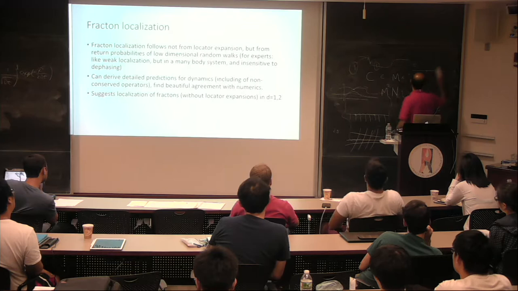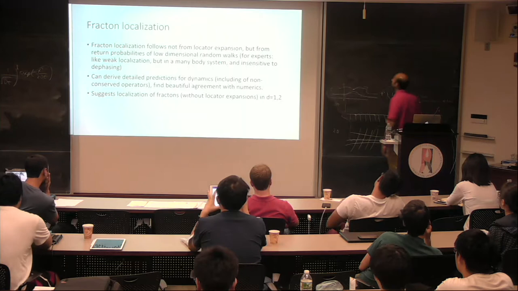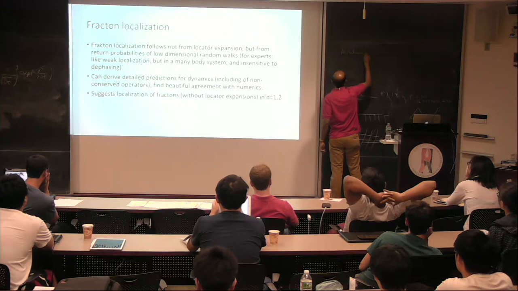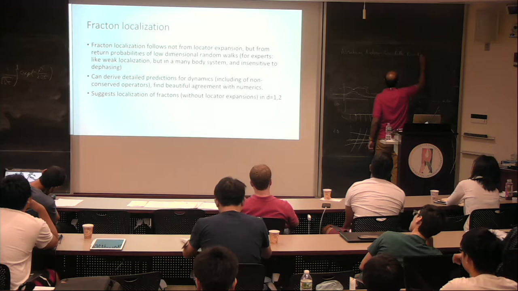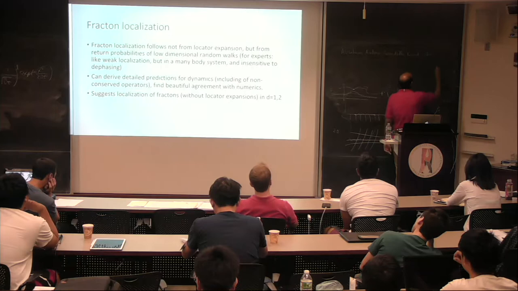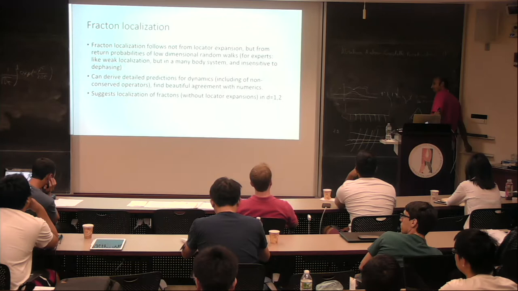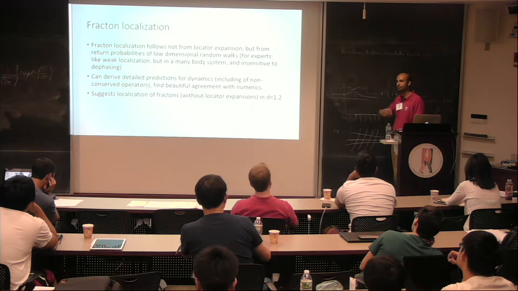That's something I didn't really talk about, but it's this classic paper of Abrahams, Anderson, Licciardello, and Ramakrishnan. I think at the time they were all at Princeton. In 1970-something, which introduces weak localization theory. And weak localization, again, is all about the return probabilities of random walks in low dimensions. It operates in dimensions 1 and 2.